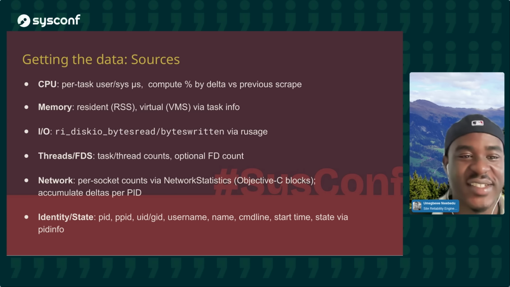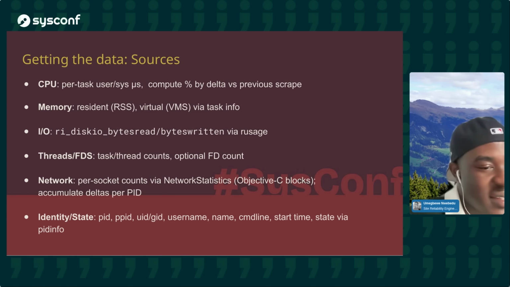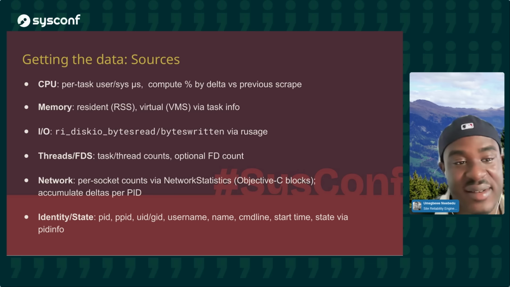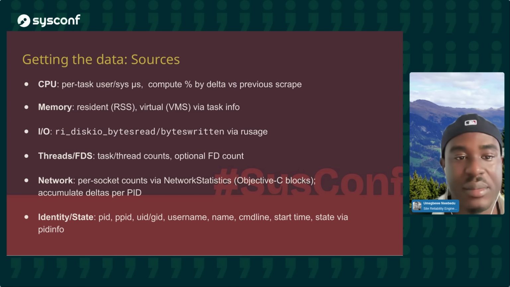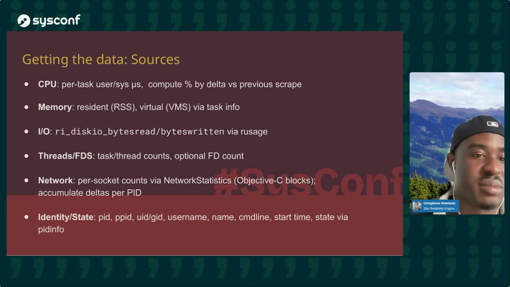Okay, we'll get to that in a second. So yeah, how do we get the data, right? For stuff like paths, tags, CPU user and system time, we compute it by deltas and also get the previous scrape. For memory, we get resident memory, virtual memory, via task info, IO, threads, network, and so forth and so on.